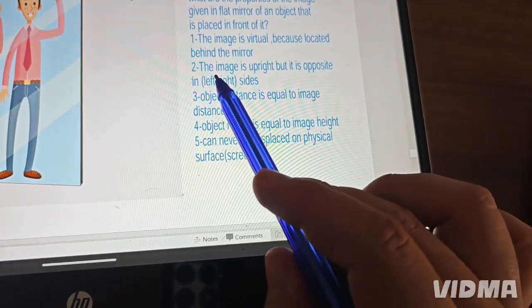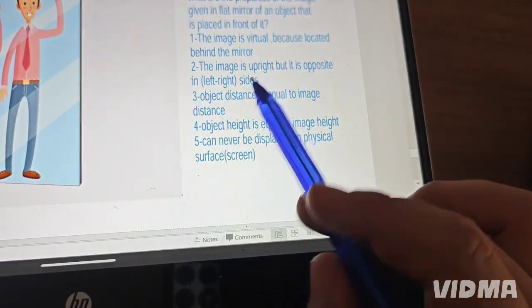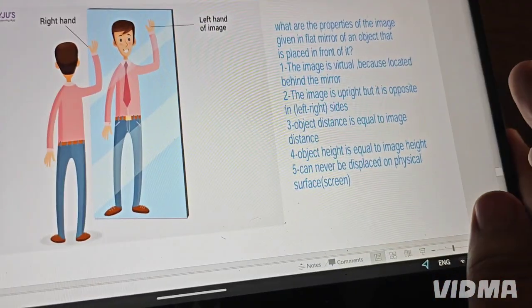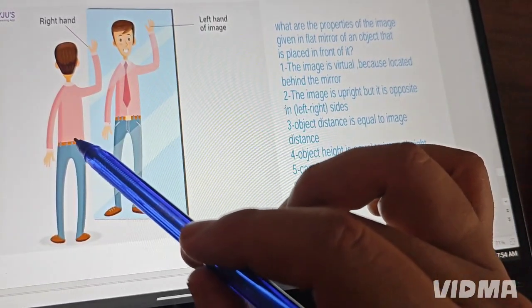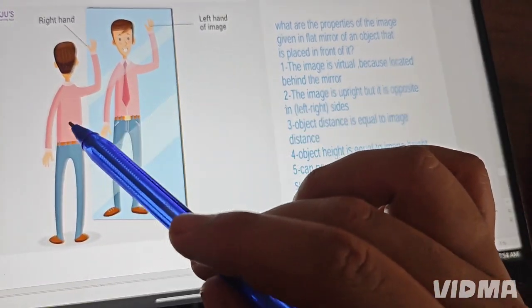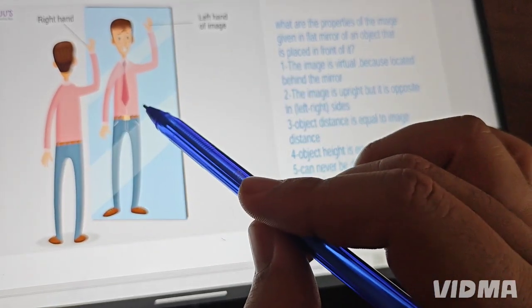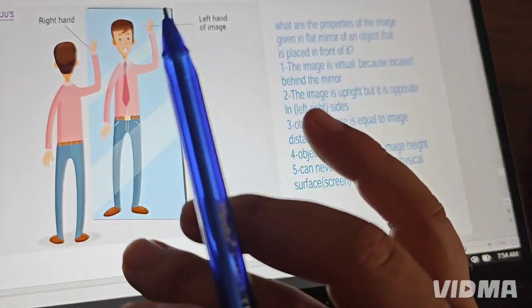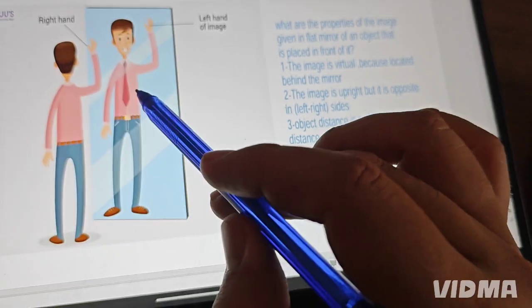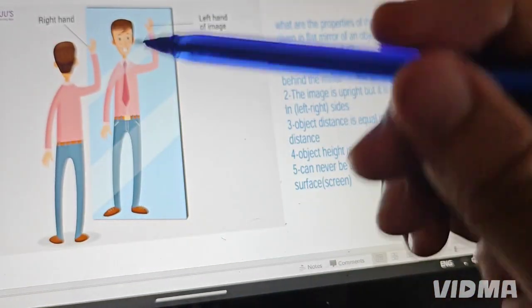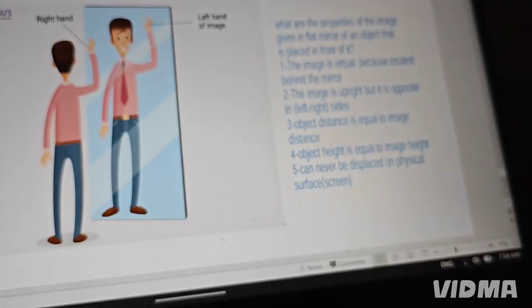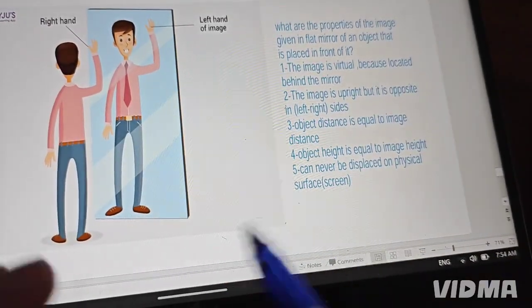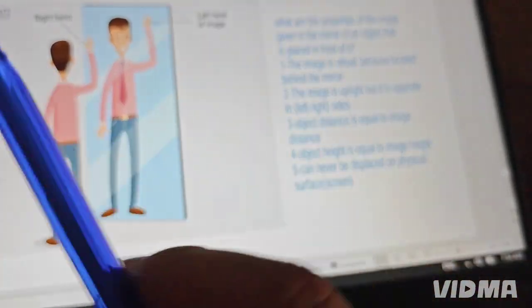The second property: the image is upright, but it's opposite left and right. You know what an upright image is? It means this is the first picture of the person, and the person can see his picture in the same direction without flipping. This is the first picture, there's a second picture, and they are in the same direction. Both of them are pointing up, without the picture being flipped.